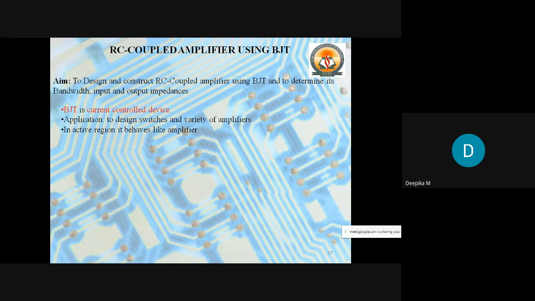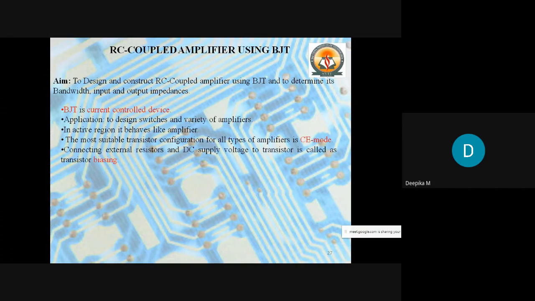That is, the base emitter junction should be forward biased, and the collector base junction should be reverse biased. Only during that condition is it going to act as an amplifier. The most suitable configuration is the common emitter mode. And what is biasing? If we connect an external DC power supply to the transistor, then we call it biasing. For a transistor amplifier, the Q point, that is the operating point or quiescent point, will be selected at the middle of the DC load line.